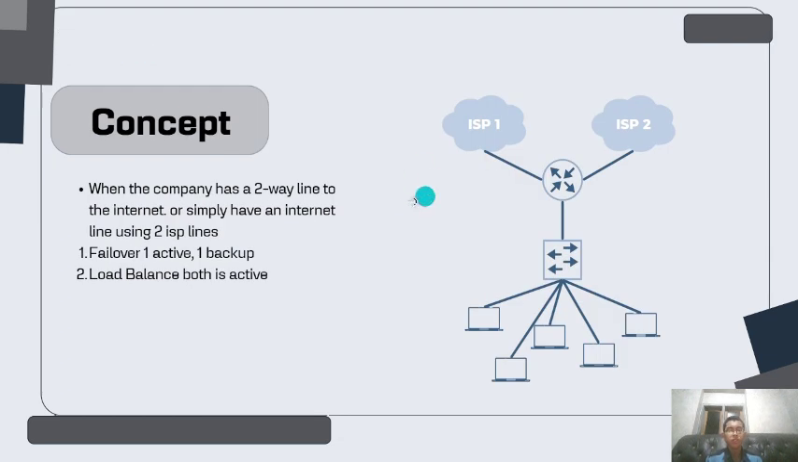So first, the concept is when the company has a two-way line to the internet, or simply has an internet line using two ISPs. For the failover, one is active and the other one is for backup. For example, if ISP1 has some trouble, the MikroTik will change the priority to ISP2. And for the load balance, both are activated, so the client can use the internet using the IP of ISP2 or the IP of ISP1.